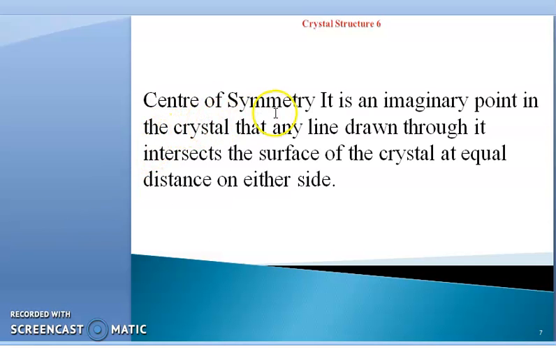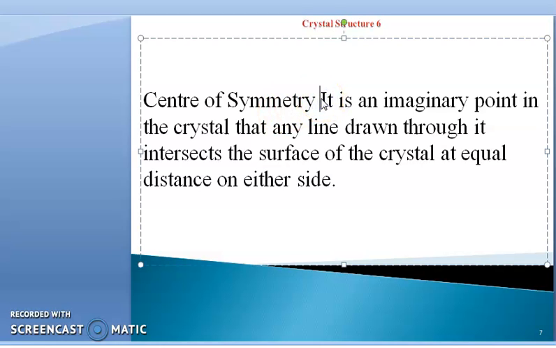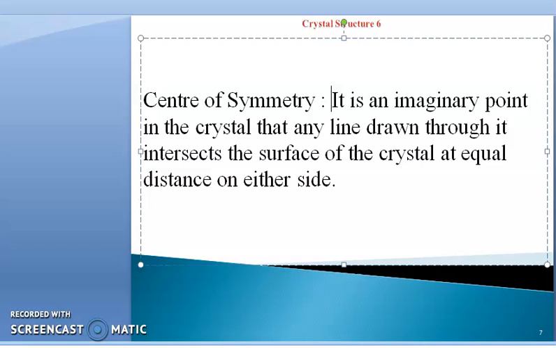Center of symmetry. What is center of symmetry? It is an imaginary point in the crystal such that any line drawn through it intersects the surface of the crystal at equal distance on either side. From that line, every point on either side of the line is equidistant. Such a symmetry is said to be center of symmetry.